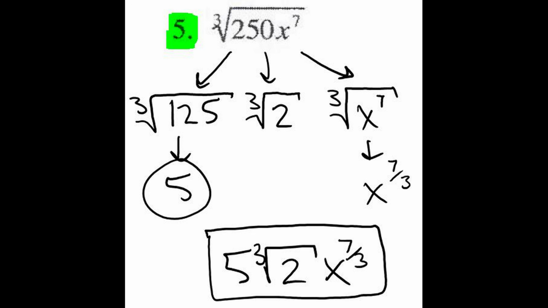So we're just going to say the 5 we got times the cube root of 2 times the x to the 7/3 power. So that is our answer, even though it looks really complicated.